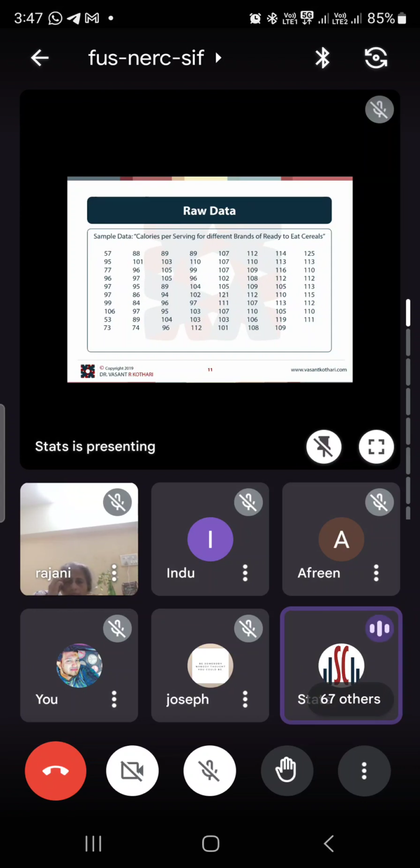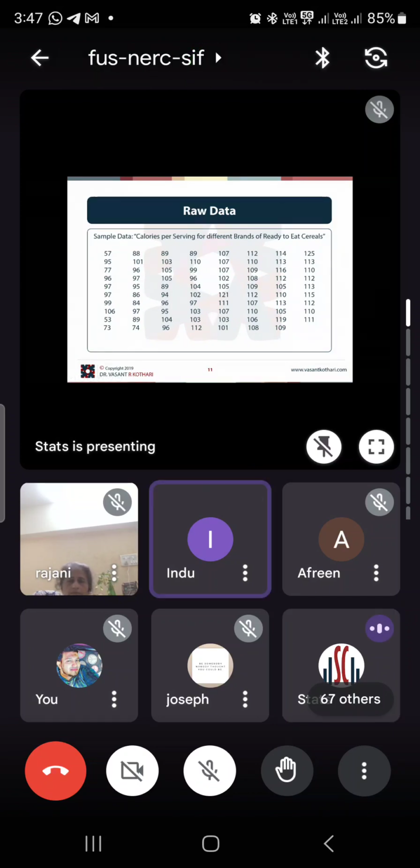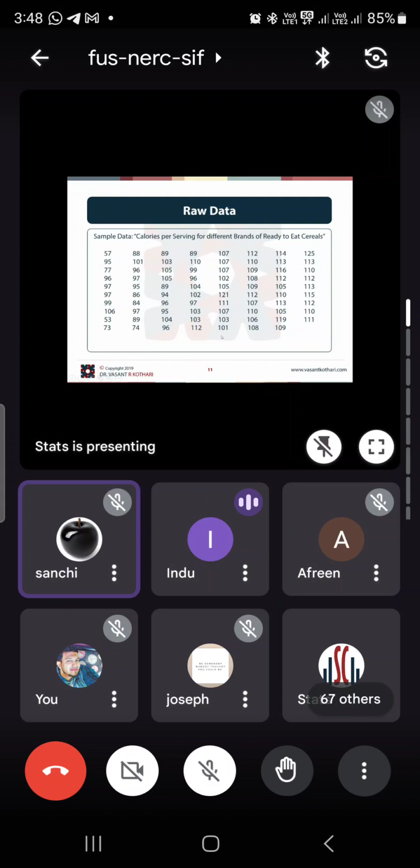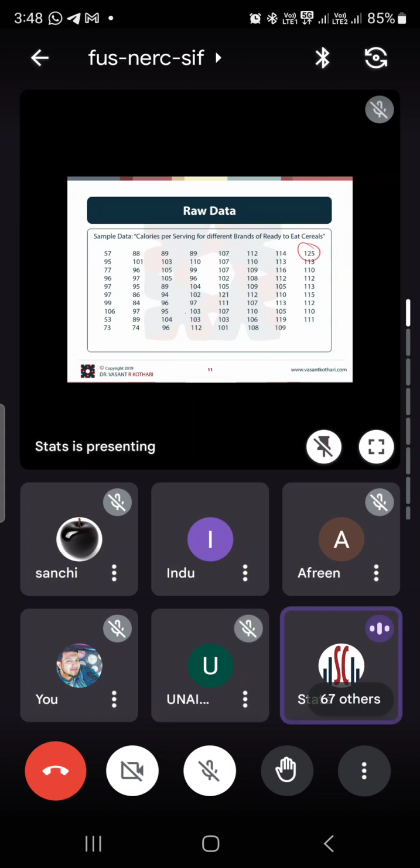Okay, so can you give me the answer? Can you tell me which is the smallest number and which is the highest number? 125 is the highest and the lowest is 53. So answering a simple question is a time consuming process.